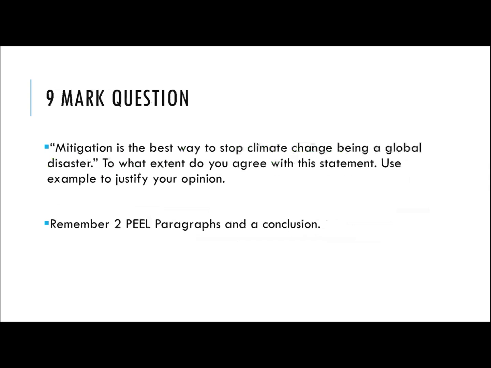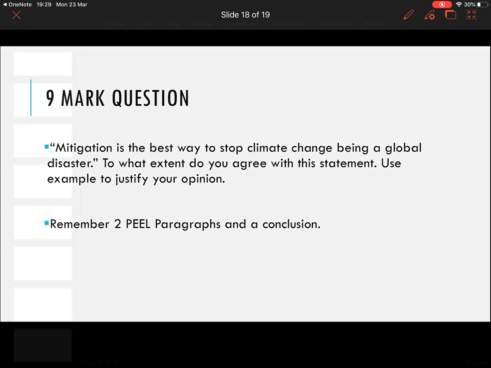So this is the 9-mark question. Mitigation is the best way to stop climate change being a global disaster. To what extent do you agree with this statement? Use examples to justify your opinion. And I've just realised I've missed the S of examples on that, so I will edit that as well.